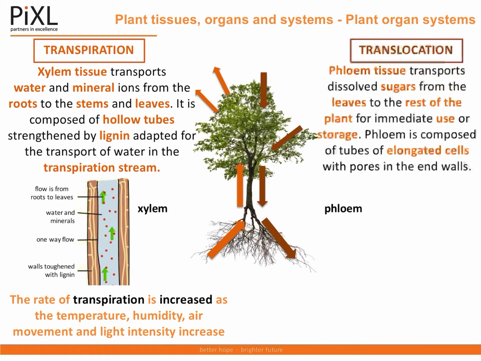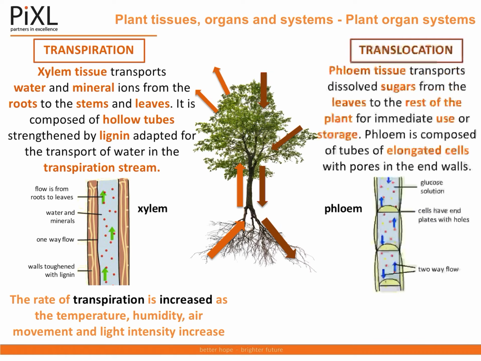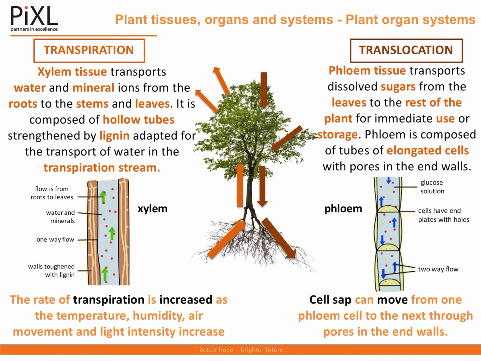The phloem is composed of tubes of elongated cells with pores in the end walls. So here's a picture of our phloem. We've got a glucose solution, obviously able to go in both ways, and cells have end plates with holes in to allow that kind of movement between the individual cells. And then cell sap can also move from one phloem cell to the next through the pores in the end walls. So that's the important bit. It's able to move between the cells.